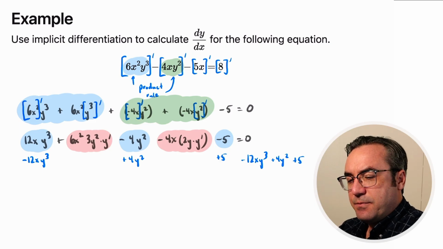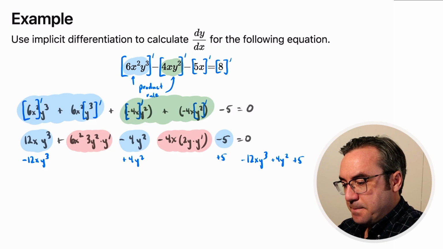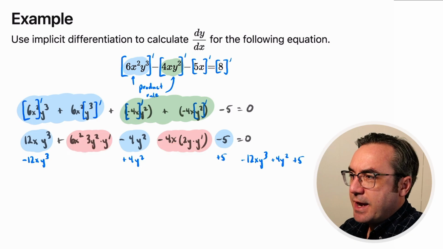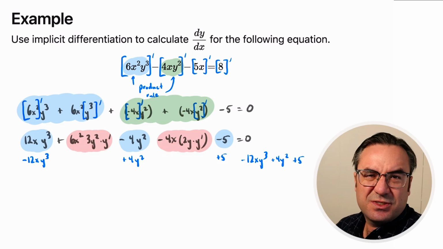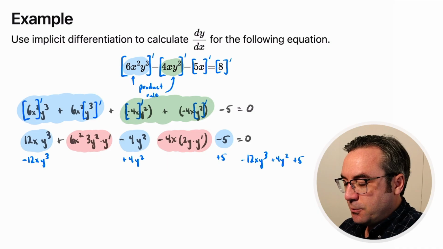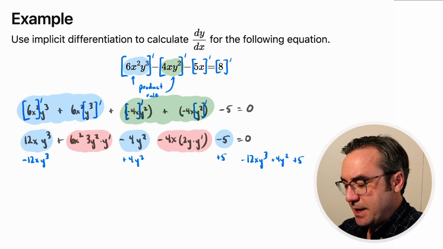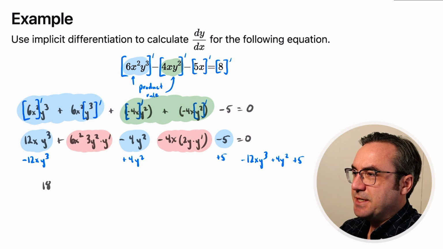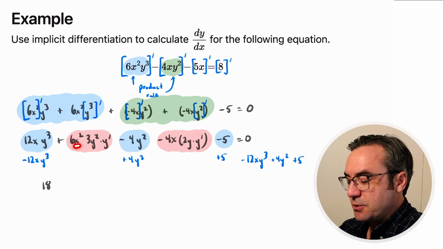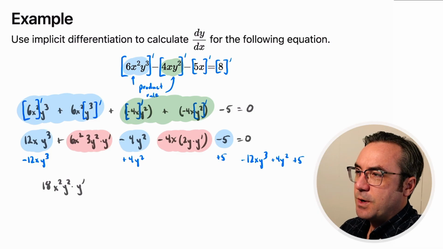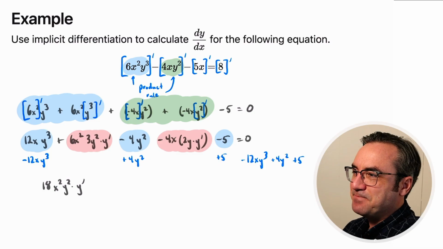All right, so what do we have so far? We didn't do anything with these. We're leaving these where they are. And while we're at it, let's clean these up a little bit. So we have a 3 here and a 6 here. We can multiply those constants together and group them all together. So 6 times 3 is 18. And then we've got an x squared, a y squared, and a y prime. So let's get those. I always like to write the y prime at the end there.